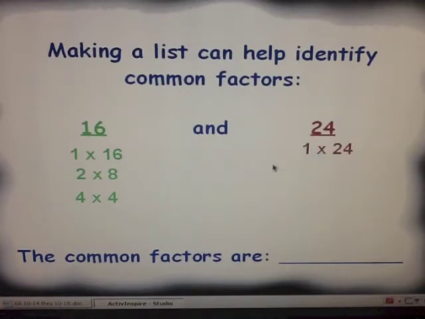Then I think about 24. 1 times 24 equals 24. 2 times 12. 3 times 8. And 4 times 6. Those are all factors that multiply together to equal 24.